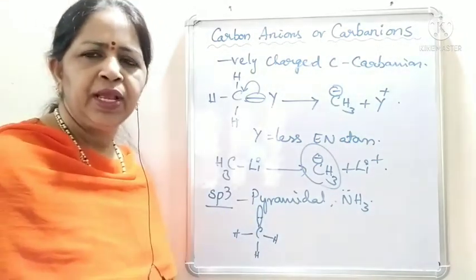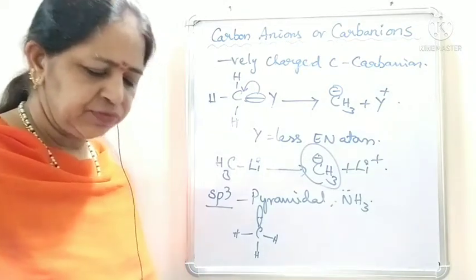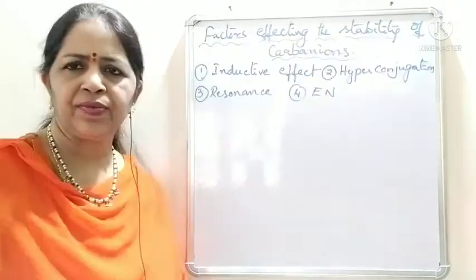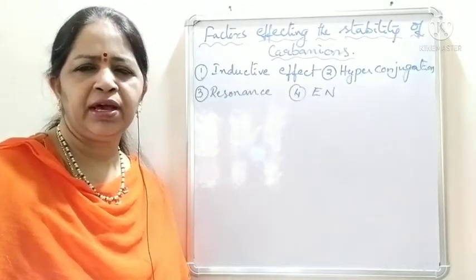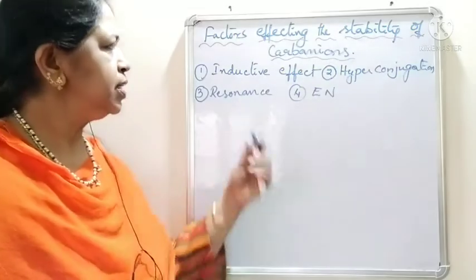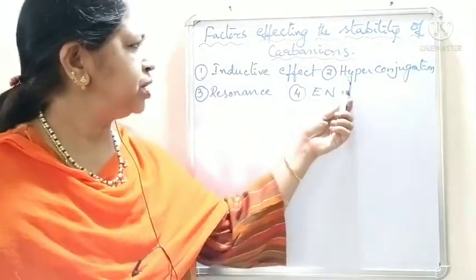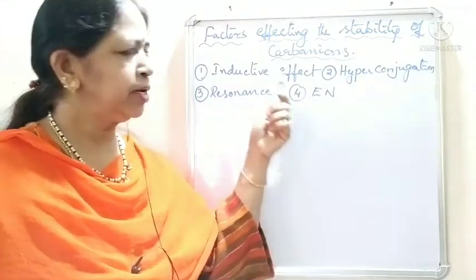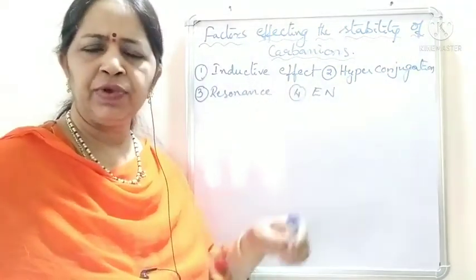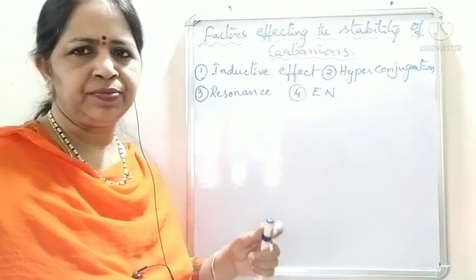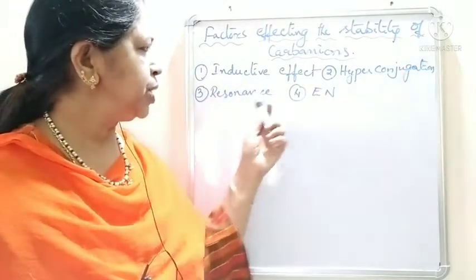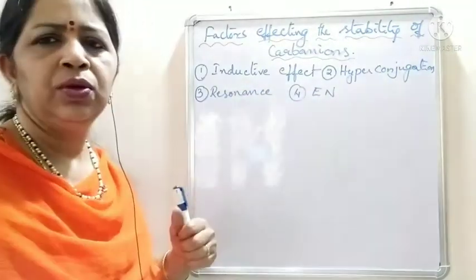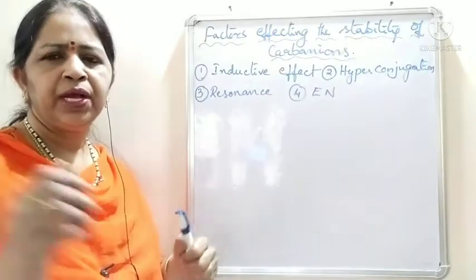Okay students, there are different factors which influence the stability of carbanions. The factors are inductive effect, hyperconjugation, resonance and electronegativity. We have seen these factors. The inductive effect, hyperconjugation and resonance also influence the stability of carbonium ions, and along with these three, electronegativity also affects the stability of carbanions.